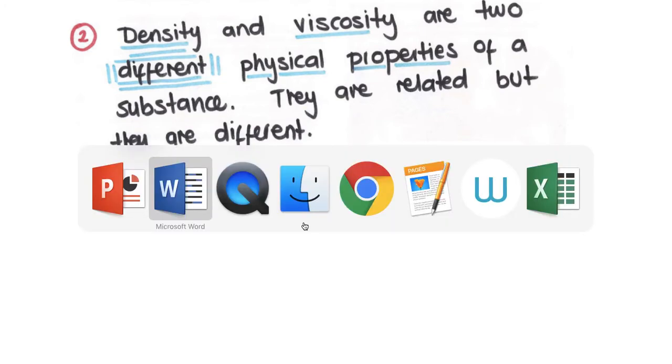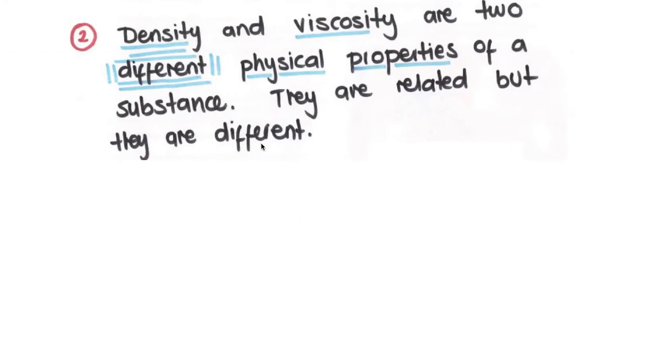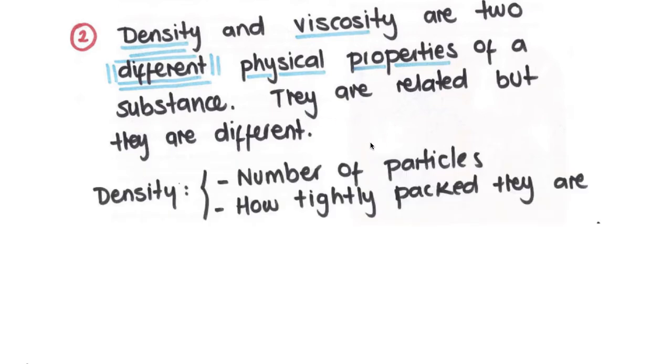Okay, the second question says a liquid that is heated becomes less dense and it also becomes less viscous. What is the connection between these two properties? So, density and viscosity are two different physical properties. This looks terrible, but the idea is that I was underlining density here. So, this first line is underlining density and viscosity, just to show that there are two different physical properties, but it's very important that you highlight that they are different physical properties of a substance. They are related, but they're different. So what is density?